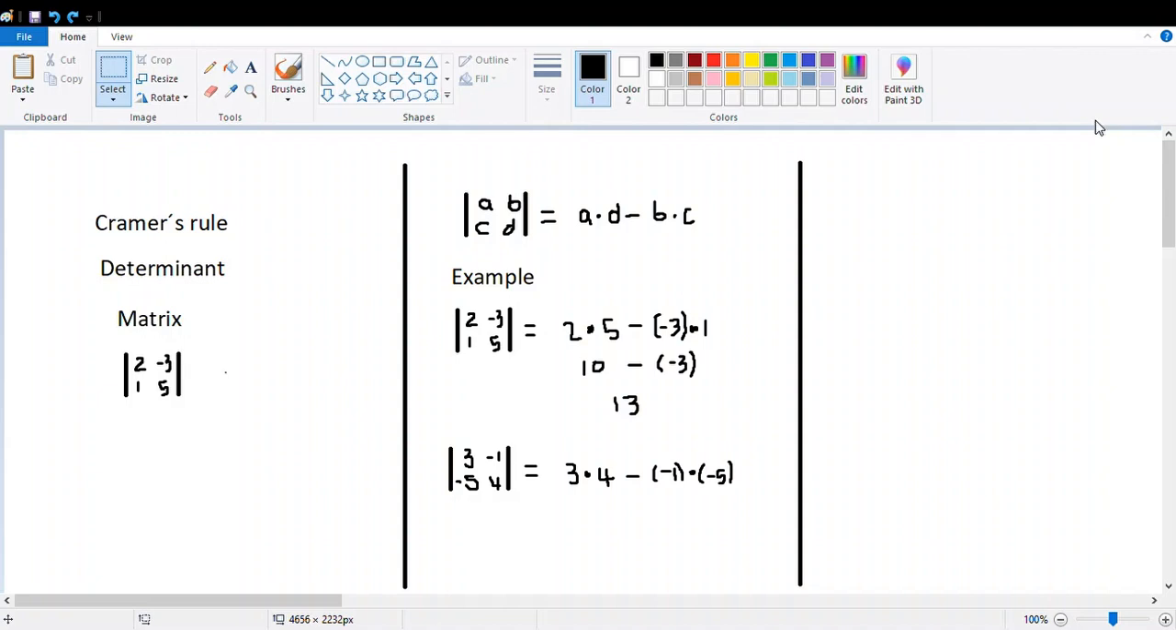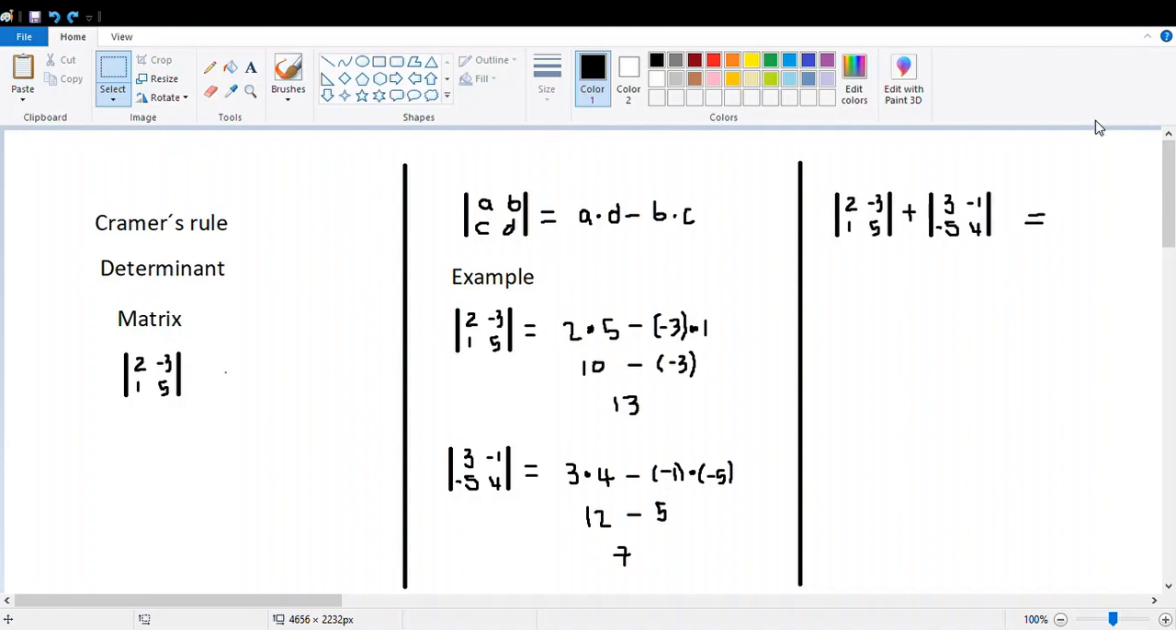Okay, operations. 3 times 4 is 12 minus -1 times -5, which is positive 5. Okay, now we have a subtraction. Then 12 minus 5 is 7.